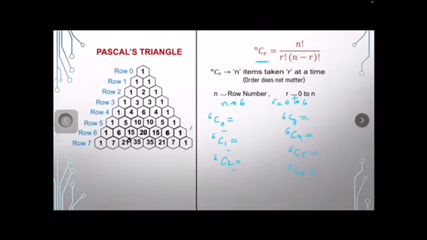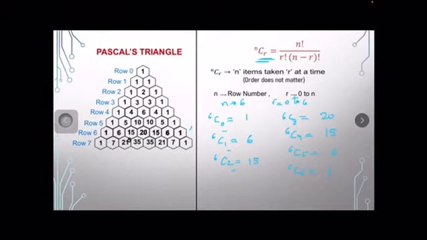So what's the value of these? 6C0, when you calculate by the formula nCr, you will get 1. 6C1 will be 6, and 6C2 gives the value 15. 6C3, when you calculate it, you will get 20, and 6C4 will give 15. 6C5 will give 6, and 6C6 is 1.